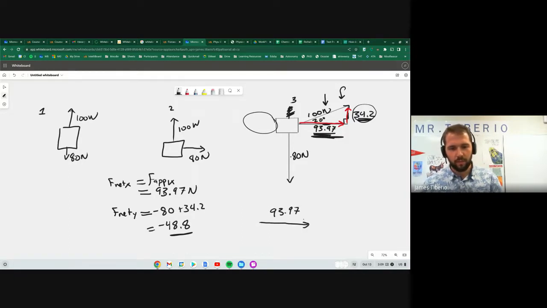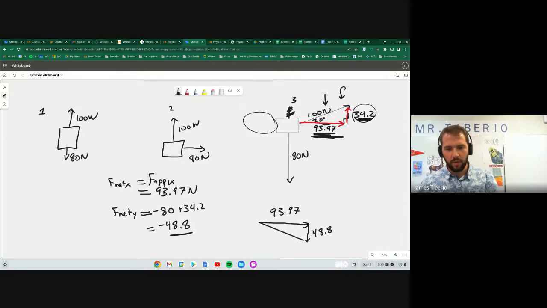93.97 plus now it's a negative 48, which means we're going down. Trying to draw it around half-ish the length, 48.8. You don't actually have to draw the negative on the triangle because since it's pointing down, we know. And there is the resultant.